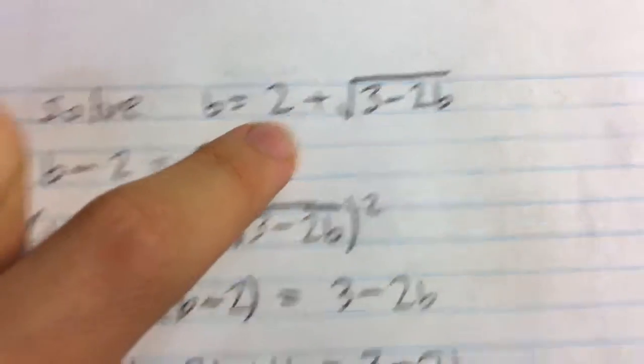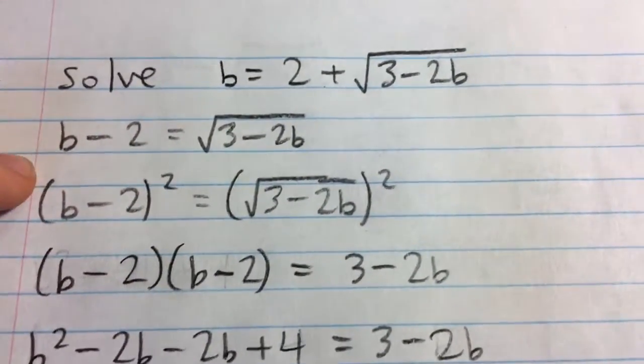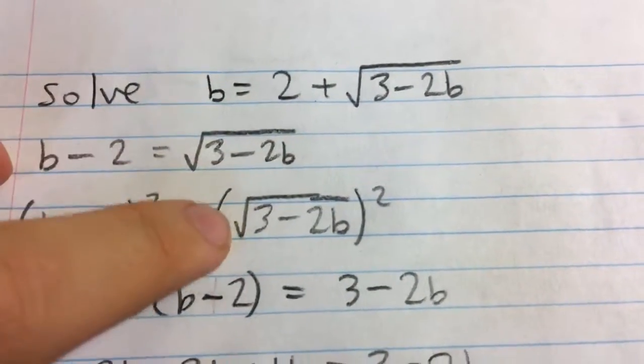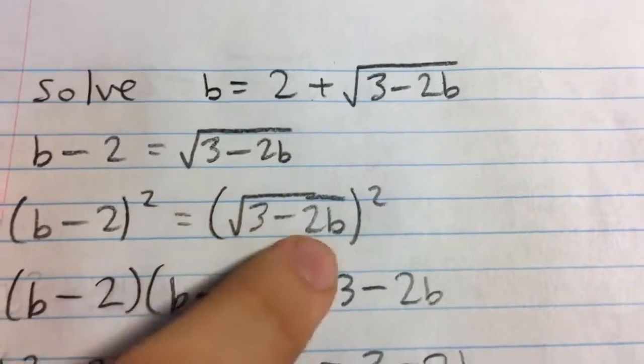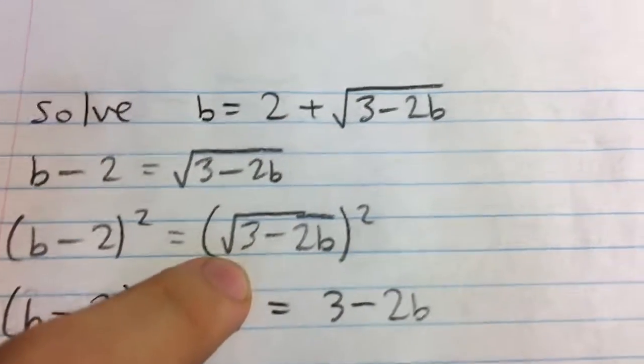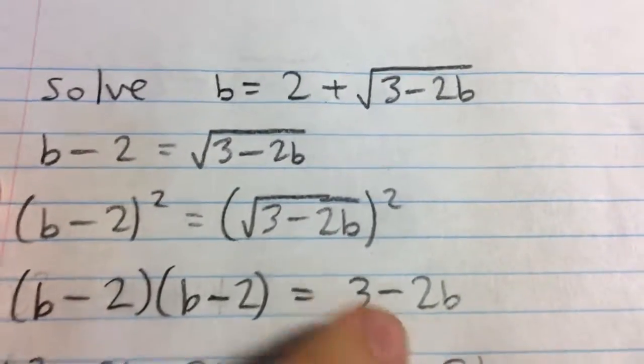So what we want to do is first get rid of the 2. Again, isolate the radical. So subtract 2 from both sides. So we have b minus 2 equals the square root. Now we can square both sides of the equation. That gets rid of the square root on the right, because when you square a square root, those are inverse operations, so they cancel. All we're left with is 3 minus 2b.